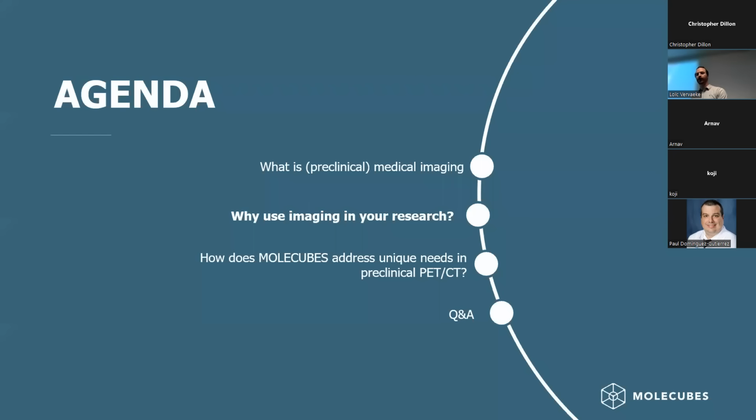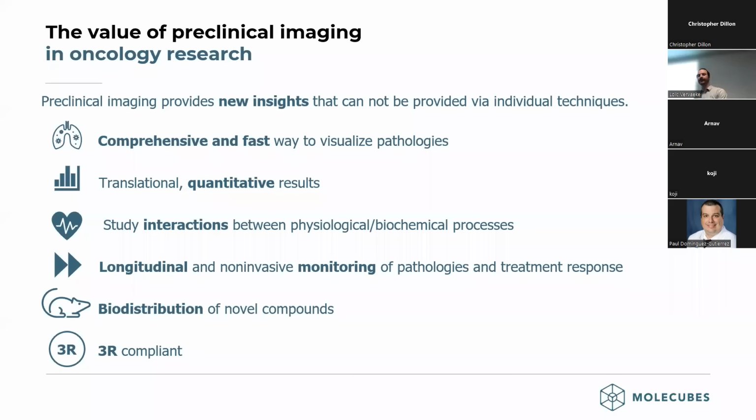Now to move on why you should use imaging, or you could use imaging in oncology research. So the value for preclinical imaging really breaks down, in our opinion, in 6 broad levers. Preclinical imaging really gives new insights that you could not do with individual techniques, such as tissue sampling or blood sampling, or terminating the animal or having a look surgically. First of all, it's a comprehensive and very fast way to visualize entire pathologies.